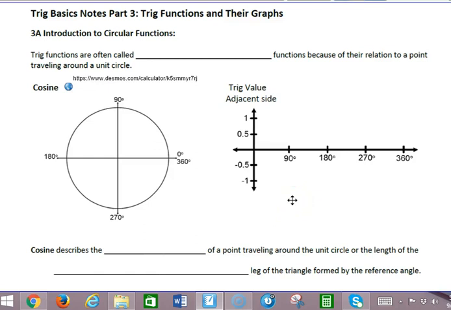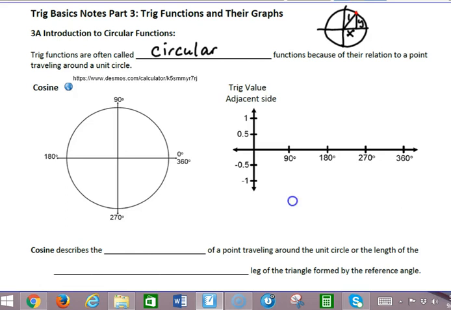Trig functions are often called circular functions because of their relation to a point traveling around a unit circle. So recall our unit circle here, and if we put a little triangle in here, and if this is a unit circle, our radius, the hypotenuse of the triangle, is 1, and the two legs are our x and y coordinates.